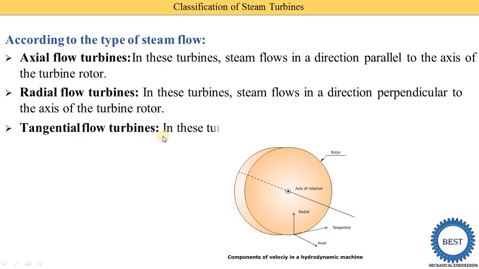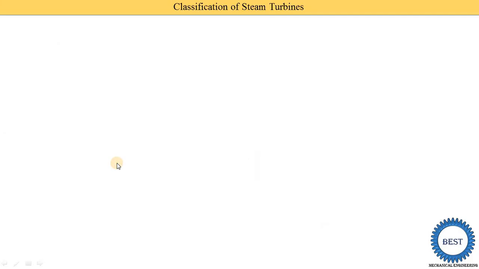And the third one is the tangential flow turbine, meaning the steam enters in a tangential direction to the rotor. In this turbine the steam flows in the tangential direction. So here you see this is the tangential direction. Suppose we supply the steam here, it is called tangential. Here we supply the steam, it is called tangential. Okay, so these are the various types of steam flow.